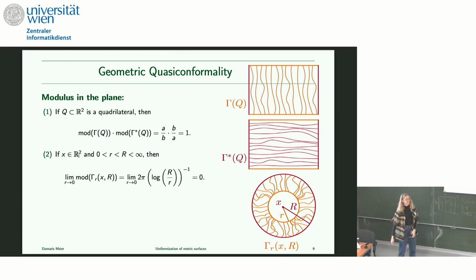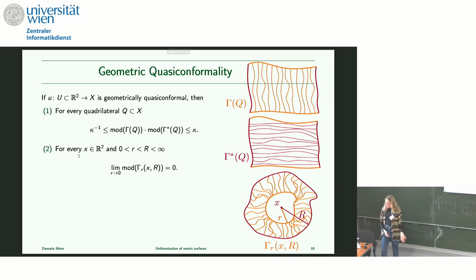And the other observation is, if we have a point and we look at the curve family connecting the two sides of an annulus, and we let the small radius go to 0, then this modulus goes to 0 too. Somehow it tells us there are not many curves going out from one point. Okay, so these are two conditions.